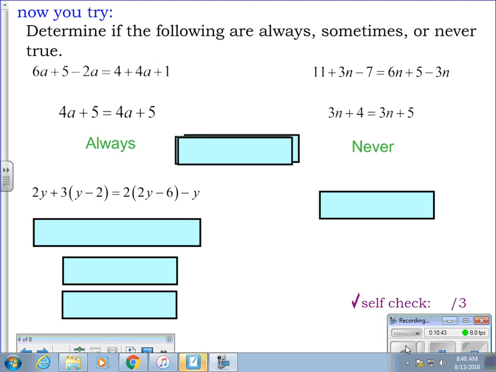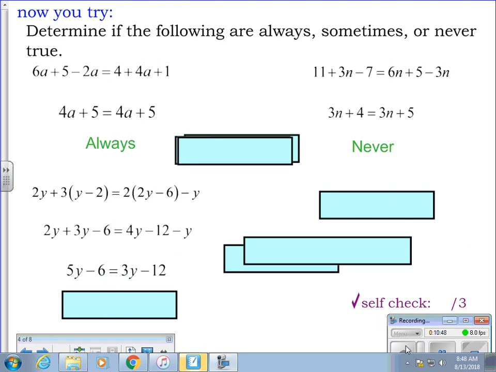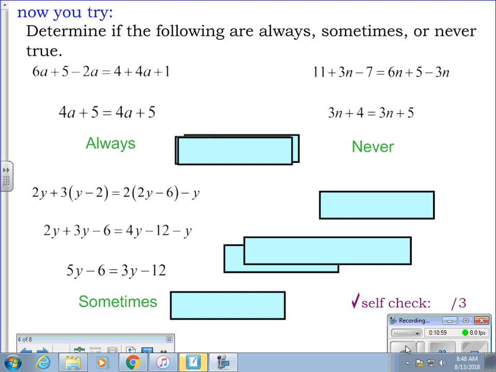This one required a little bit more work. Your first step is actually to distribute and then combine up like terms. And then I get here 5y minus 6 equals 3y minus 12. They are completely different variables. So this is sometimes true. You would be able to solve it out, and you would actually get y equals -3. But you don't have to do that, but you could. Okay? Questions? Like I said, sometimes it's nice to know, hey, I'm done. Everything will work. I'm done. I don't need to go any farther. That's kind of nice. Okay?